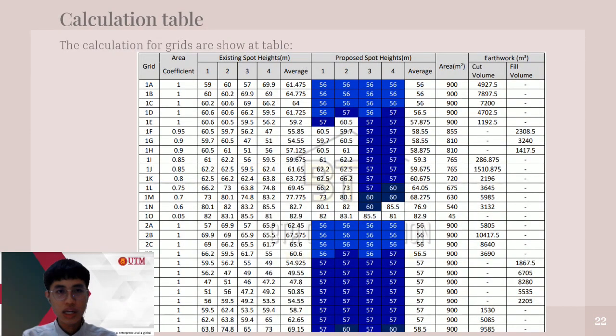The calculation for the other grids is shown in the table here. There are a total of 546 grids at this project site, starting from grid 1A, 1B, 1C until grid number 546. If the grid needs a cut, it will show here in the cut volume. And if we need a fill, then it will show in here.